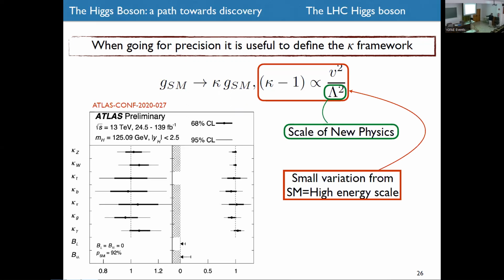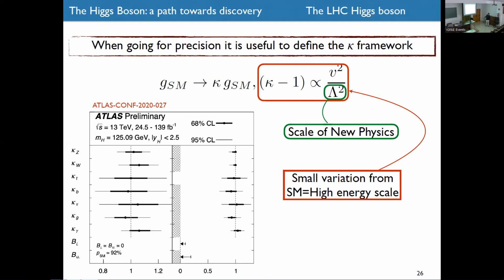So again, the most recent results from Atlas on this are this one here. So here we have different kappas. For example, we have a kappa for the Z, a kappa for the W, but we also have a modified coupling to gluons and photons. Now you'll tell me that the Higgs doesn't couple directly to photons. However, it couples through loops. So this is a rescaling of the loop interaction.